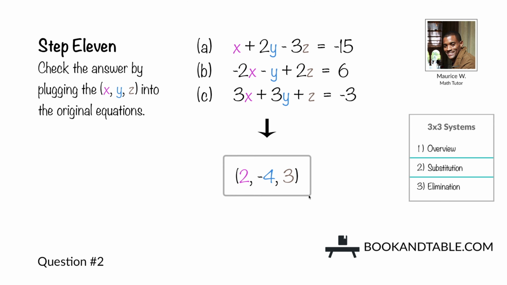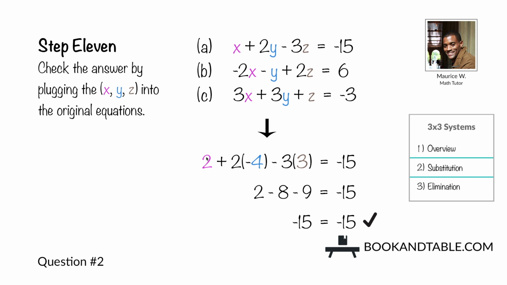And now step 11, check the answer by plugging x is 2, y is -4, and z is 3 into the original equations. When we do so, for A, we get 2 plus 2 times -4, which is -8, minus 3 times 3, which is -9. 2 minus 8 would give us -6. -6 minus 9 is -15. Giving us the true statement, -15 is equal to -15, confirming that these are the correct values for x, y, and z.